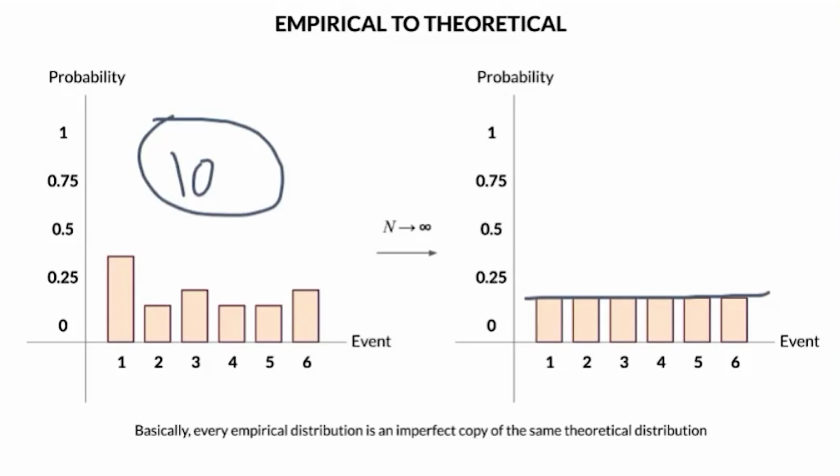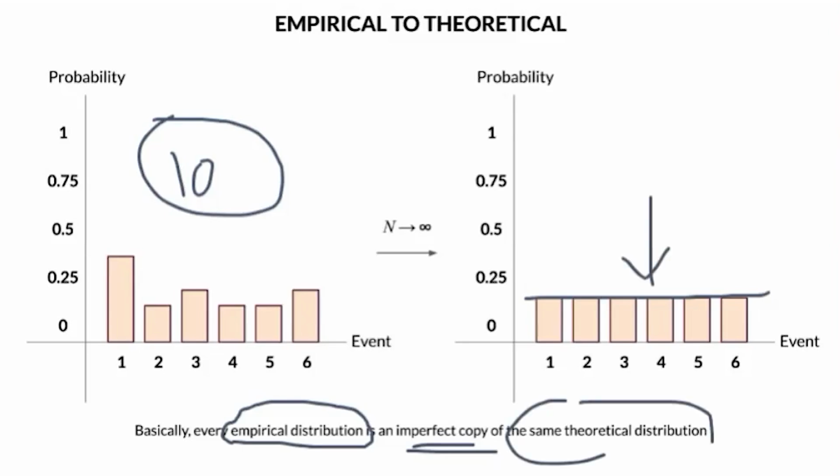Essentially speaking, every empirical distribution is an imperfect copy of the same theoretical distribution. Now this theoretical distribution, which we will study at the end of the session, is called the uniform discrete distribution. Uniform means all the events have the same probability. What is an example of uniform? Throwing a die or tossing a coin, right?